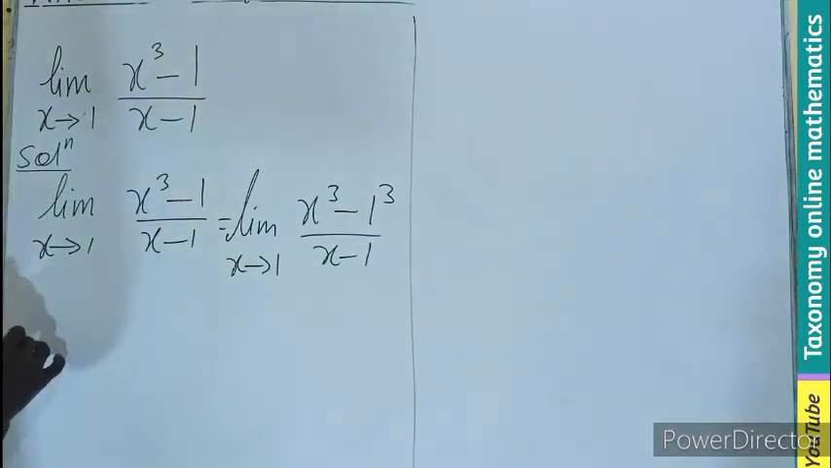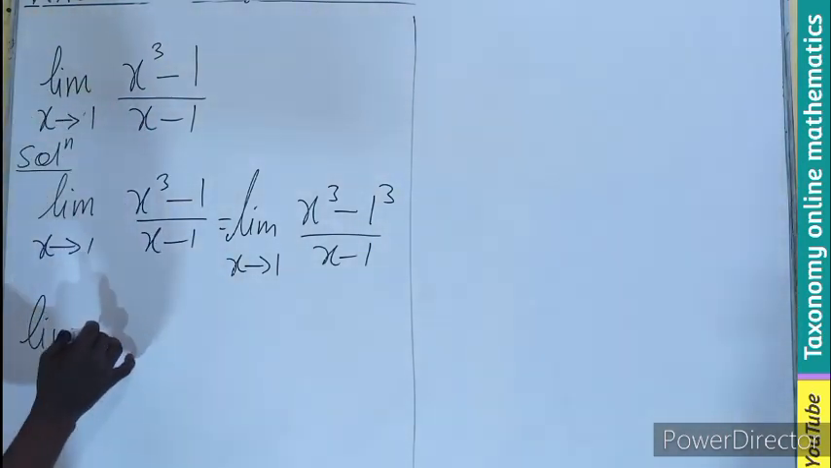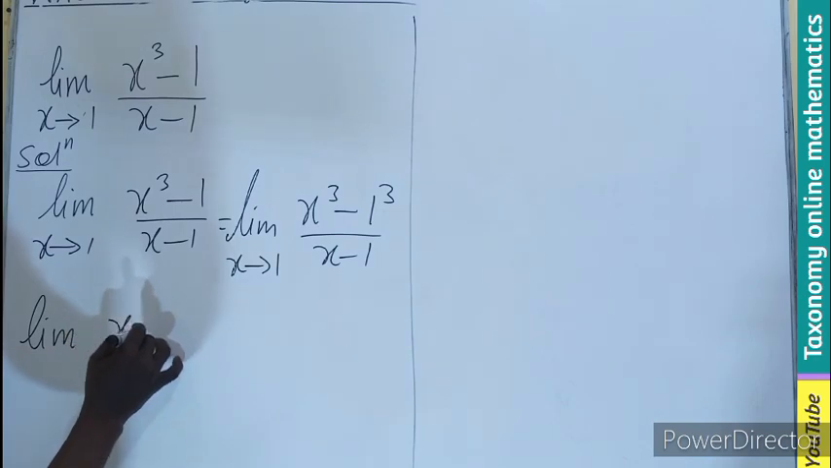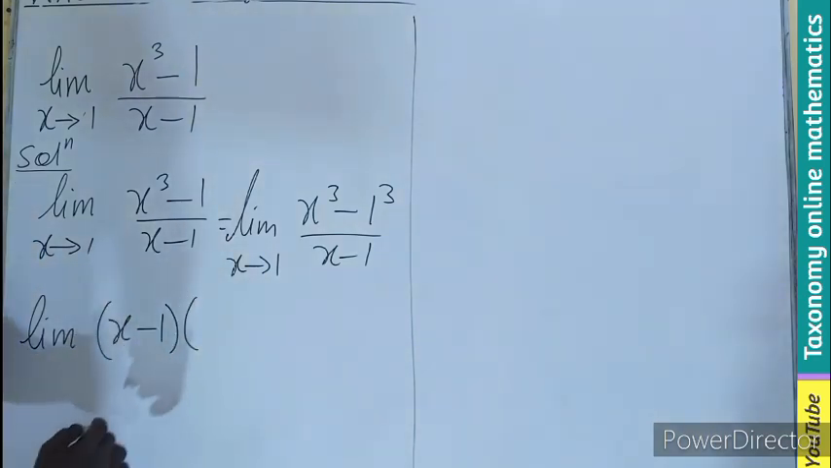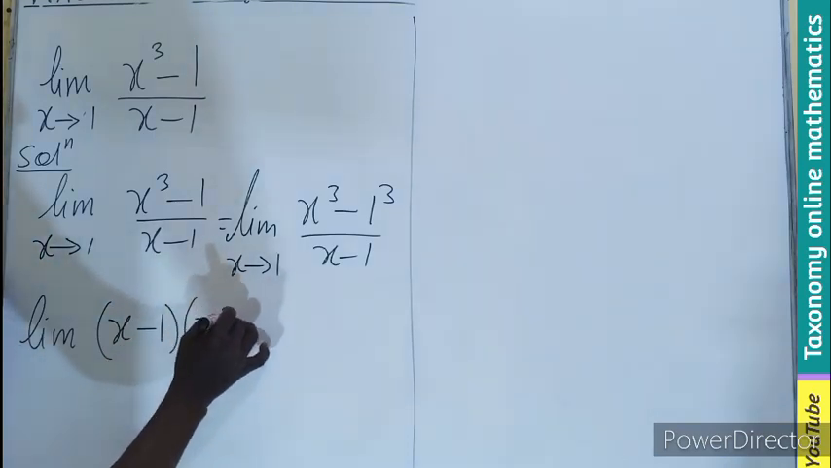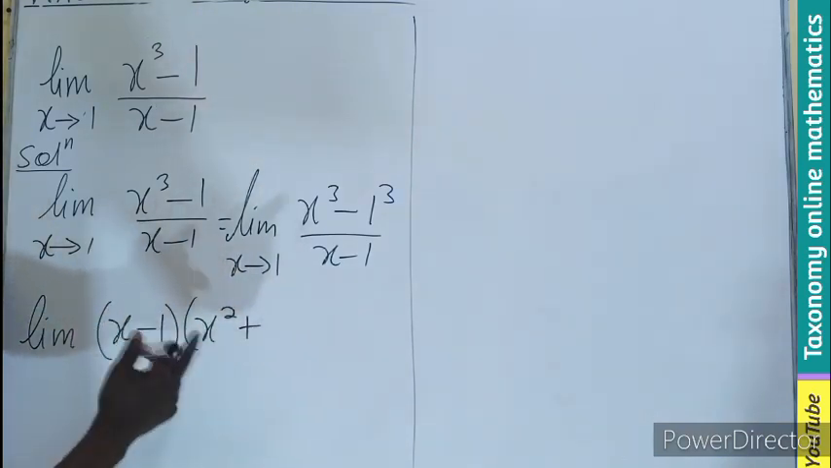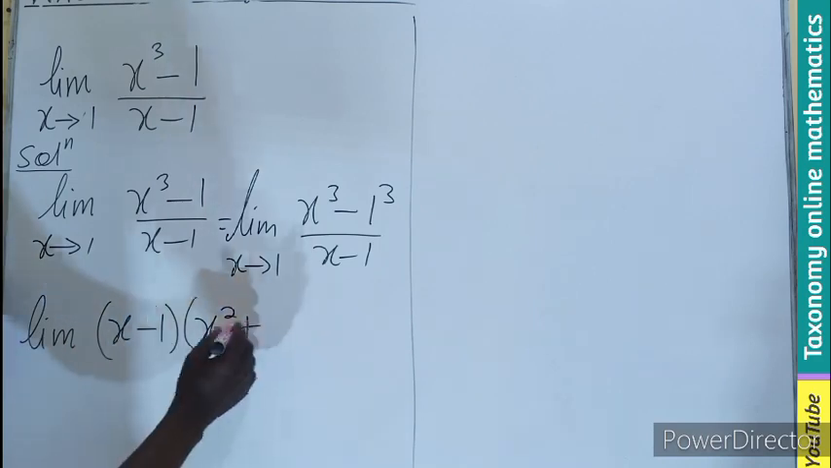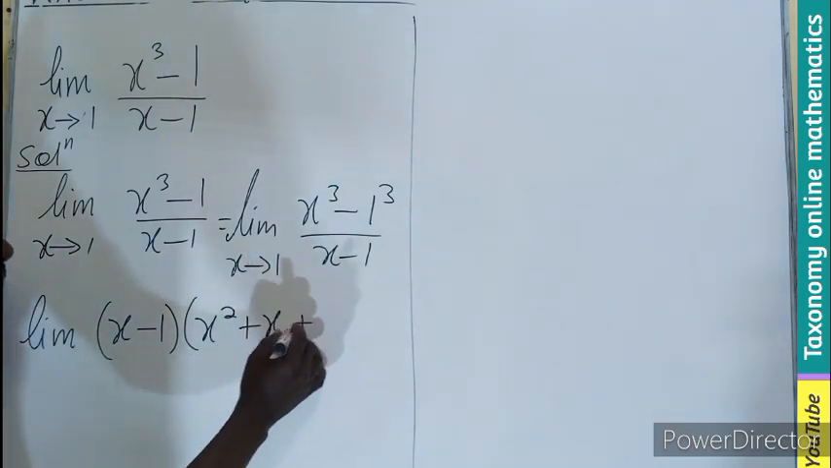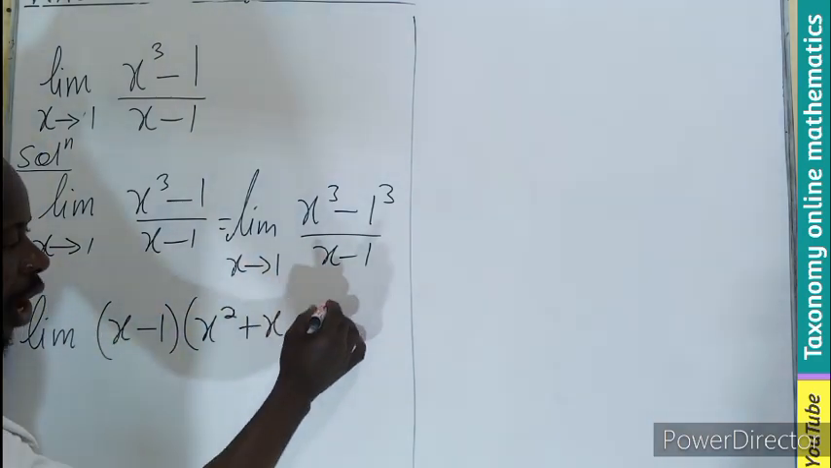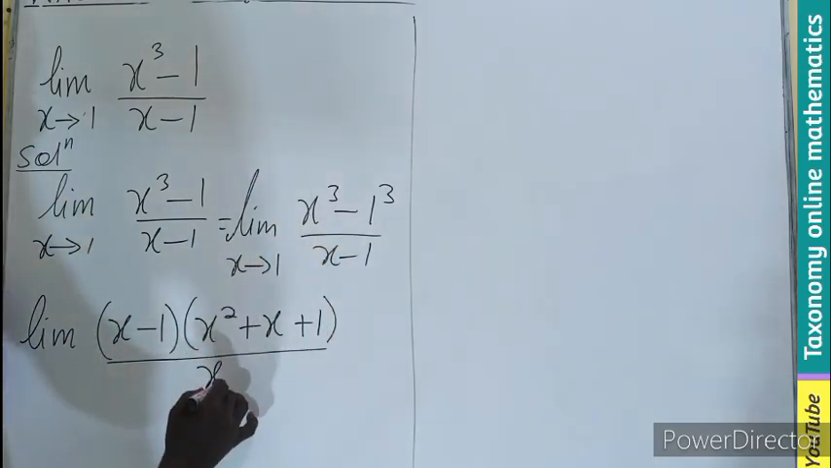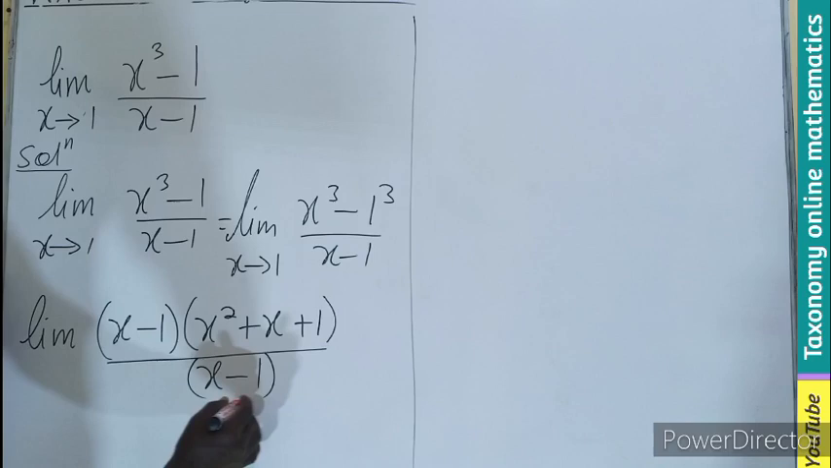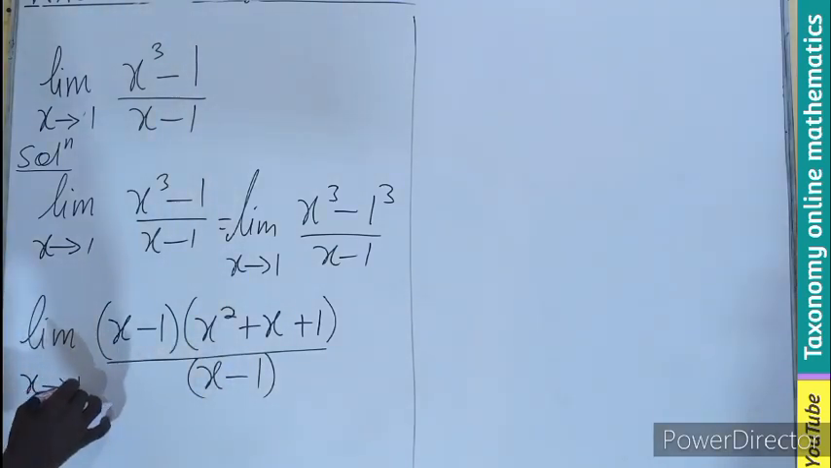And for a difference of cubes, we know it becomes the first number minus the second number, into a bracket: the first number squared, plus the product of the two numbers, 1 times x, that will be x, plus the square of the last number, that will be 1. So that will be divided by our denominator, x minus 1, still as x is approaching 1.